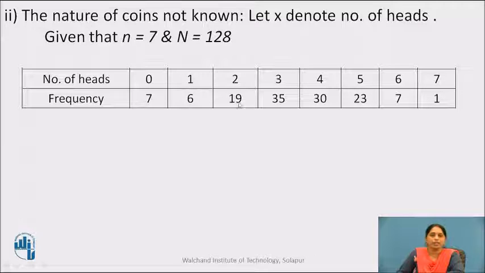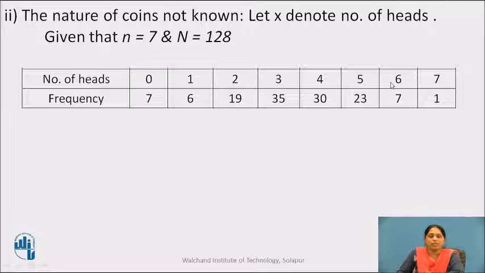In the second case, the nature of coins is not known. Let us denote the x as the number of heads, and it is given that the small n is 7 and capital N is 128. Here firstly we have to calculate the value of small p and small q, using which we will fit the distribution. To find the value of small p, first we have to calculate the mean x bar, and for that we will assign the xi and fi.